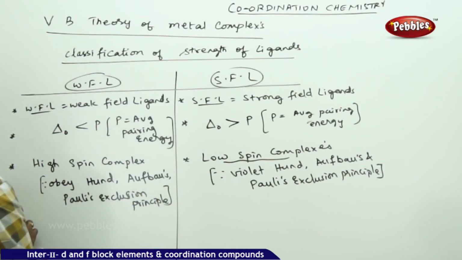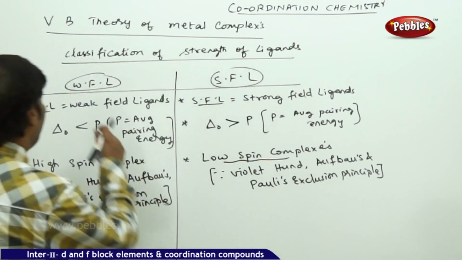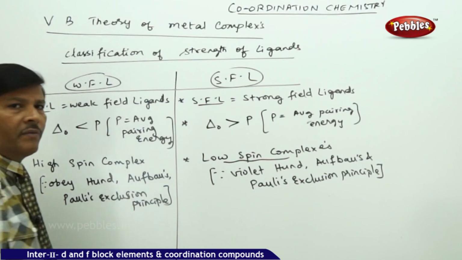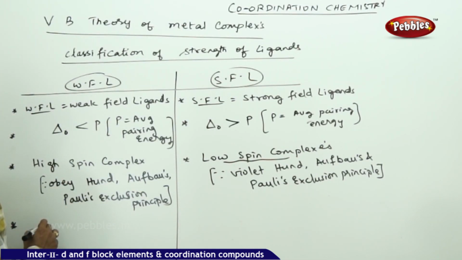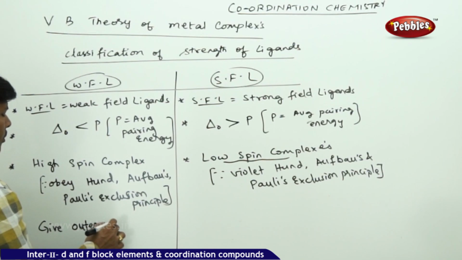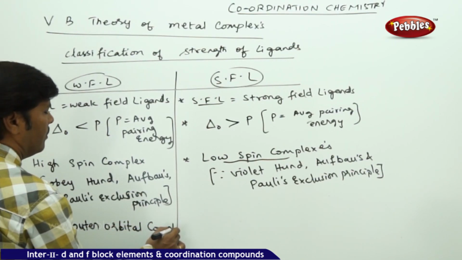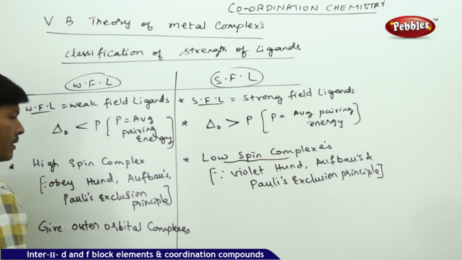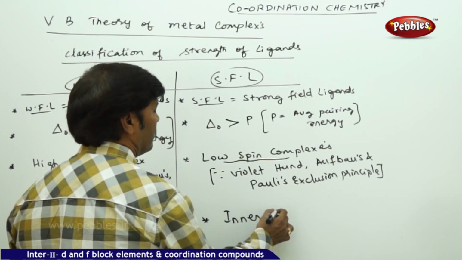Also, you can say that because the ligands are weak fields, they always give outer orbital complexes, and here the strong field ligands give inner orbital complexes.